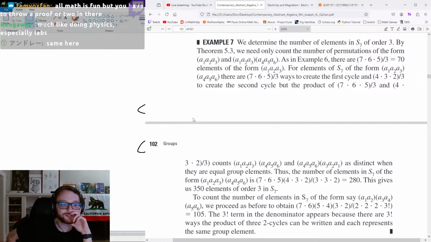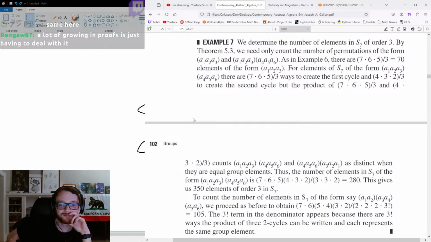Applied math makes you nauseous. I don't enjoy math if I don't see the point. There's sometimes some neat tricks and proof improvements that I can appreciate, but even with this abstract algebra, I'm still waiting for it to get interesting, I feel like. Well, growing proofs is just having to deal with it. Or you can just not do proofs.